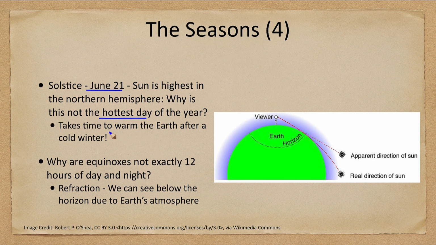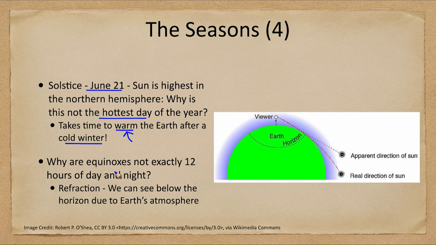Well, the Earth has just come out of a cold winter and it takes time to warm the Earth. So the Earth does not warm instantly. It takes time to warm up the land and the oceans from the cold winter. And the same thing would happen on December 21st, when the sun is lowest in the sky and there is the shortest amount of daylight. It still takes time to cool the Earth off after a warm summer.